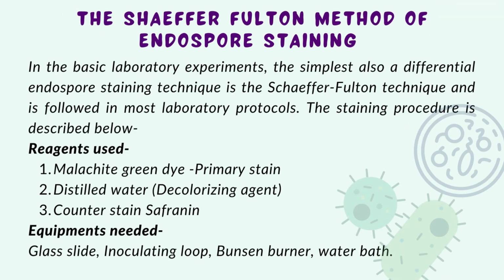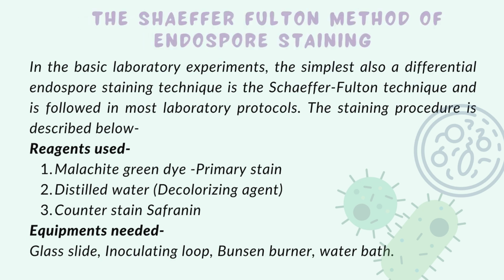The Schaeffer-Fulton method of endospore staining. In the basic laboratory experiment, the simplest differential endospore staining technique is the Schaeffer-Fulton method, and it is followed in most laboratory protocols. The staining procedure is described below. First of all, the reagents used are: 1. Malachite green dye, the primary stain; 2. Distilled water, the decolorizing agent; and 3. Counter stain, safranin. And the equipment needed here: glass slide, inoculating loop, Bunsen burner, water bath.